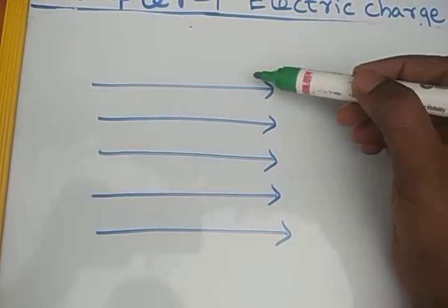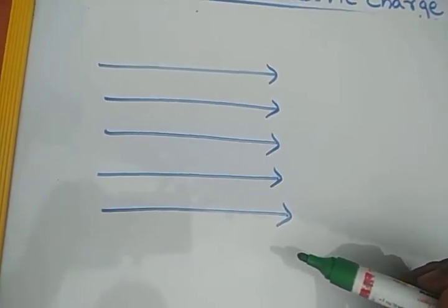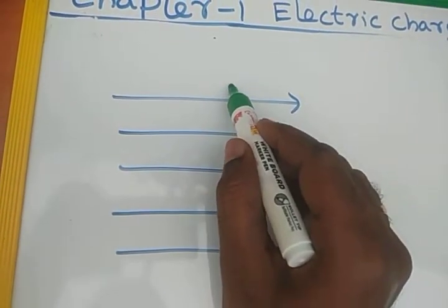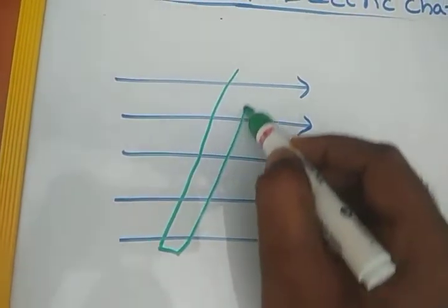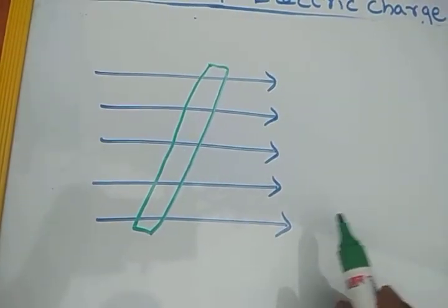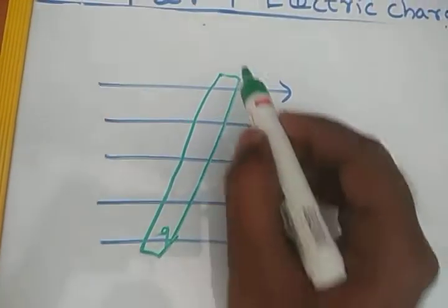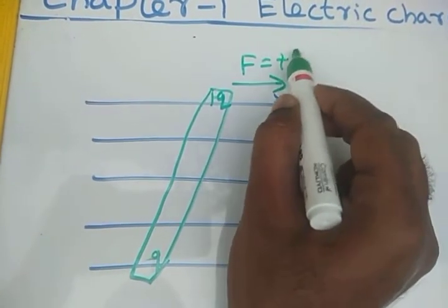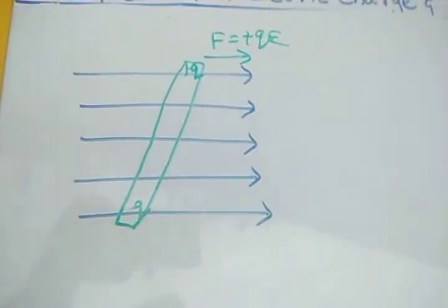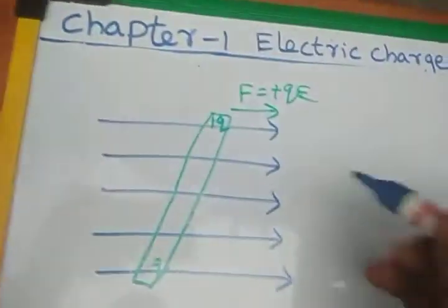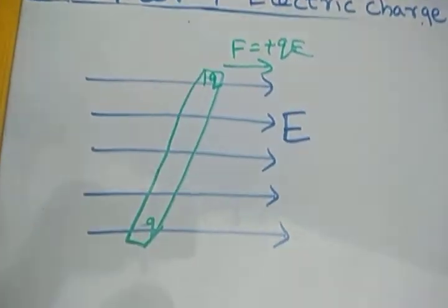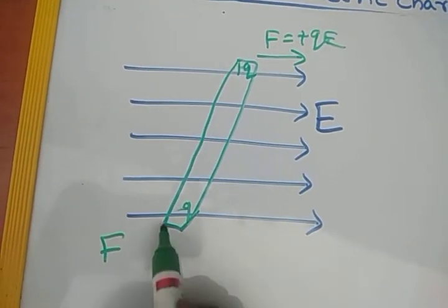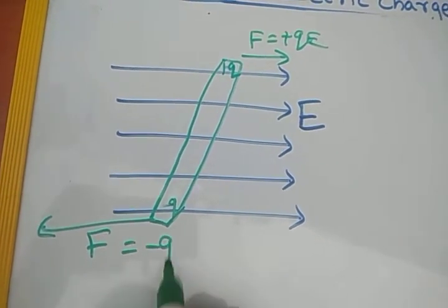So this is a uniform electric field. Uniform electric field means the electric field lines are equally spaced. The gap between these electric field lines is equal. If you place an electric dipole in a uniform electric field, this is a negative charge and this is a positive charge. We know that the force on the positive charge will be F is equal to plus QE, where E is the external electric field. Then the force on the negative charge is in the opposite direction, F is equal to minus QE.